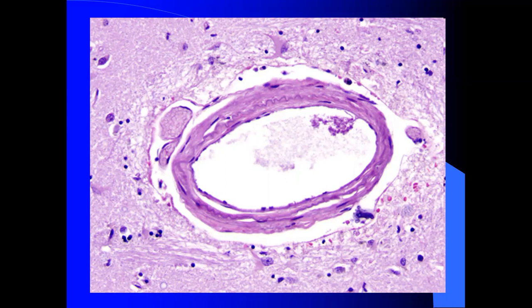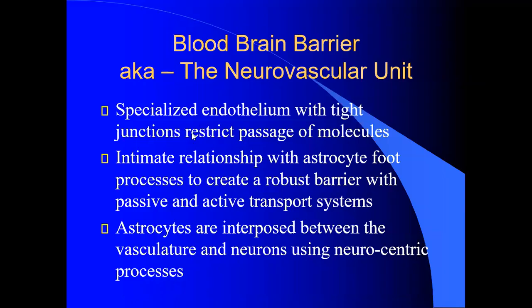The pia then goes away. You have a basement membrane, and the glial cell, the astrocyte, is now able to form a direct relationship with the capillary, with the blood vessel as a capillary. That's how it works.